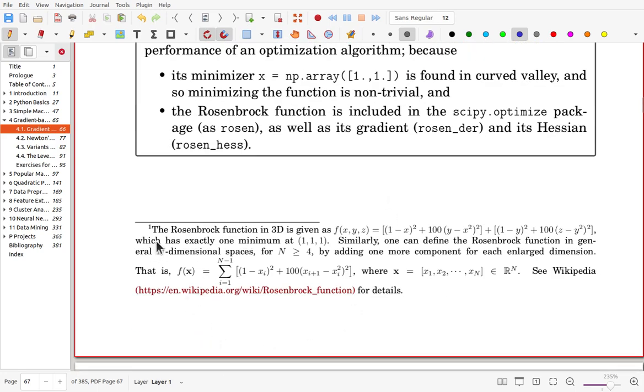Okay, and the Rosenbrock function can be defined in general dimensions. In 3D, it is given in this form, and in general N dimensions, you can formulate it in this way. Here, x1 to xn are coordinate variables. You can see the detail on Wikipedia.